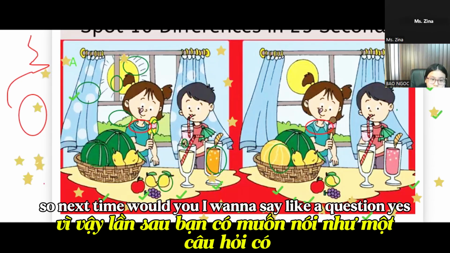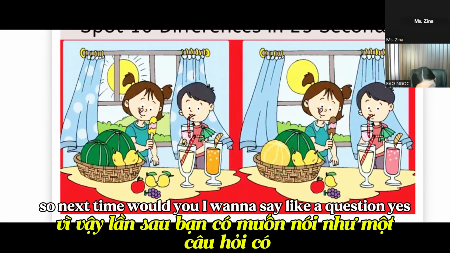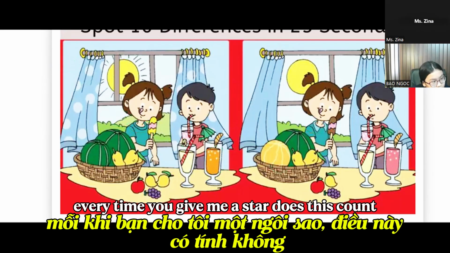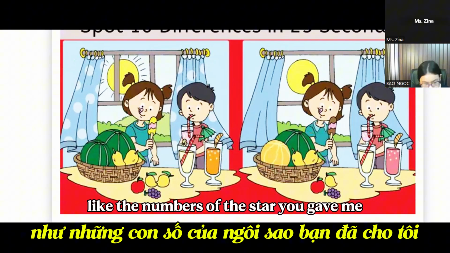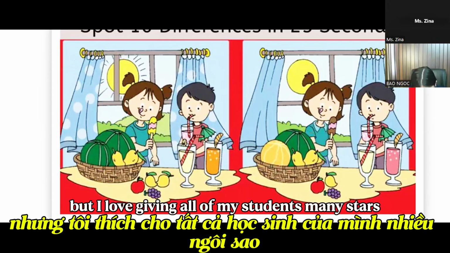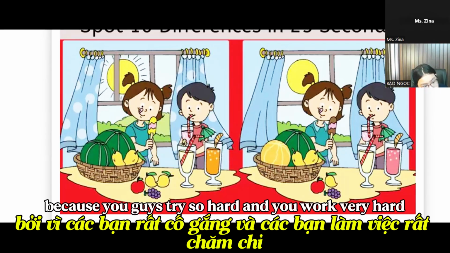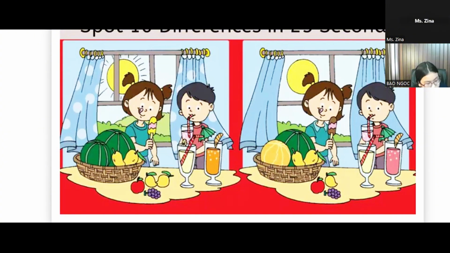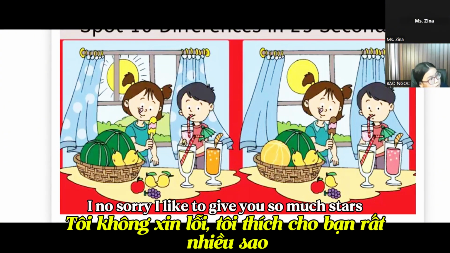Okay. So next time, would you? I want to say, like a question. Yes. Every time you give me a star, does this count like the numbers of the star you gave me? If you would like to, yes, then it does count. But I love giving all of my students many stars because you guys try so hard and you work very hard. So I like to give you so many. I like to give you so many stars.